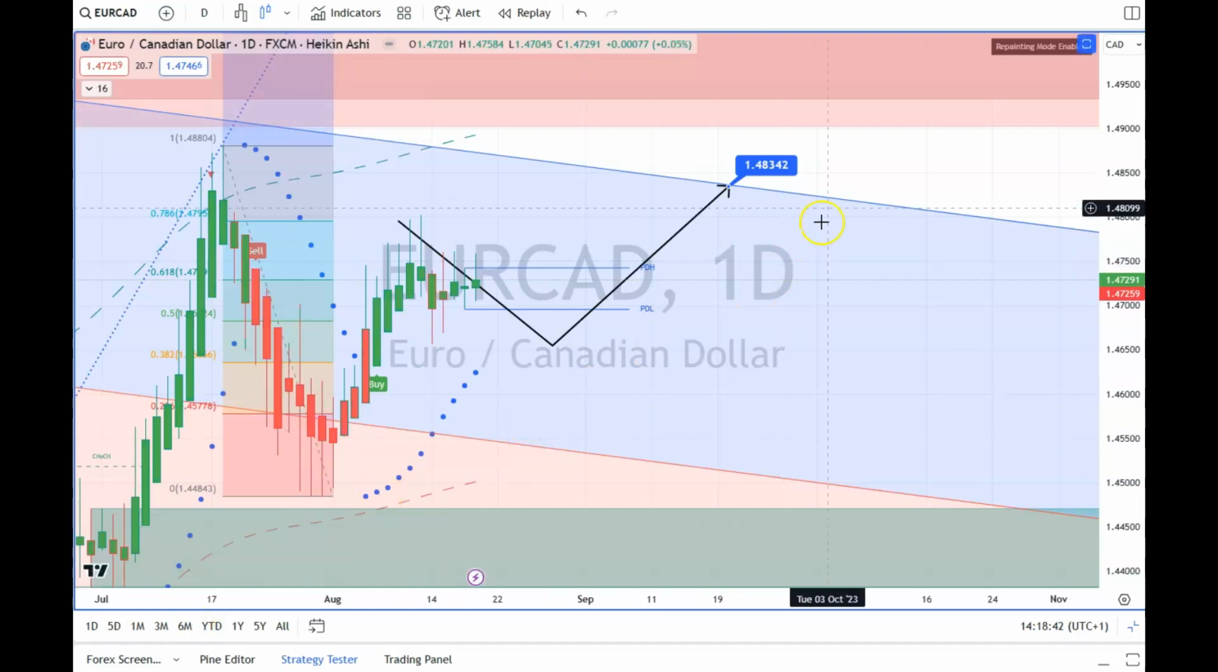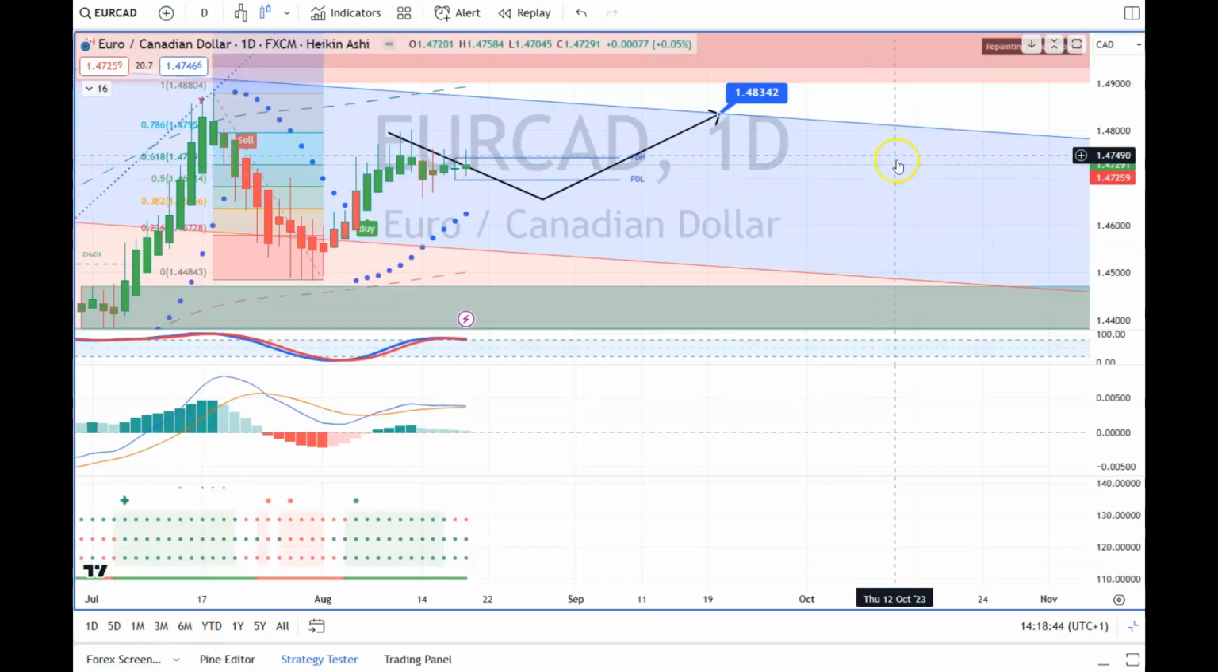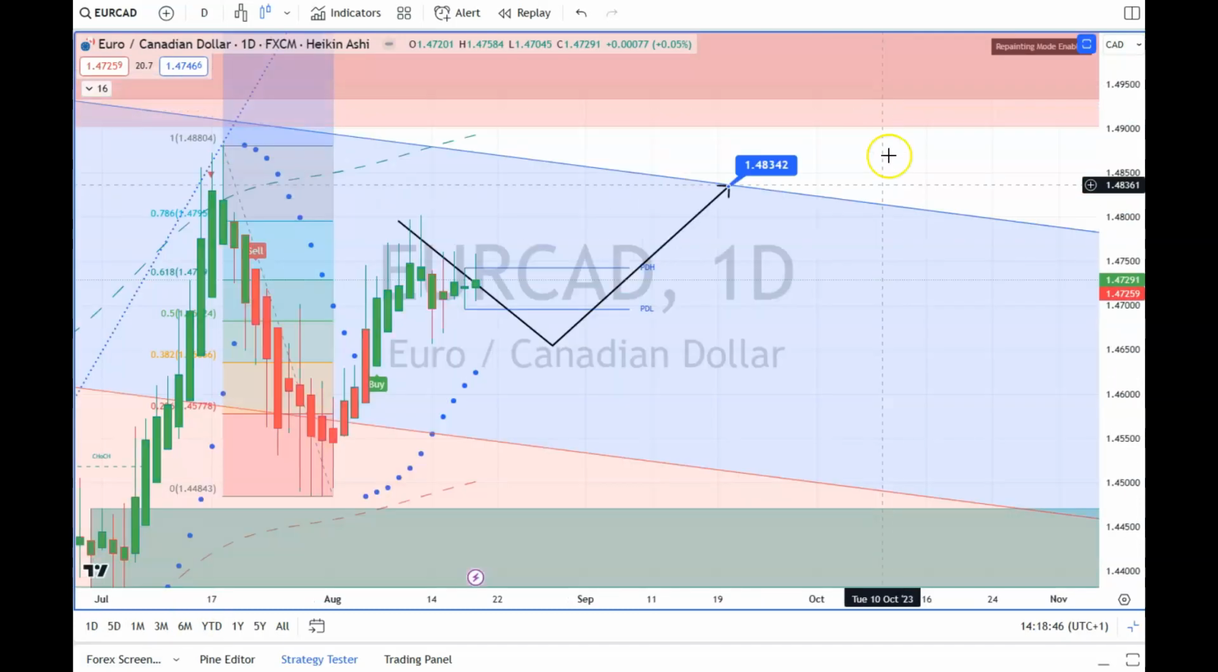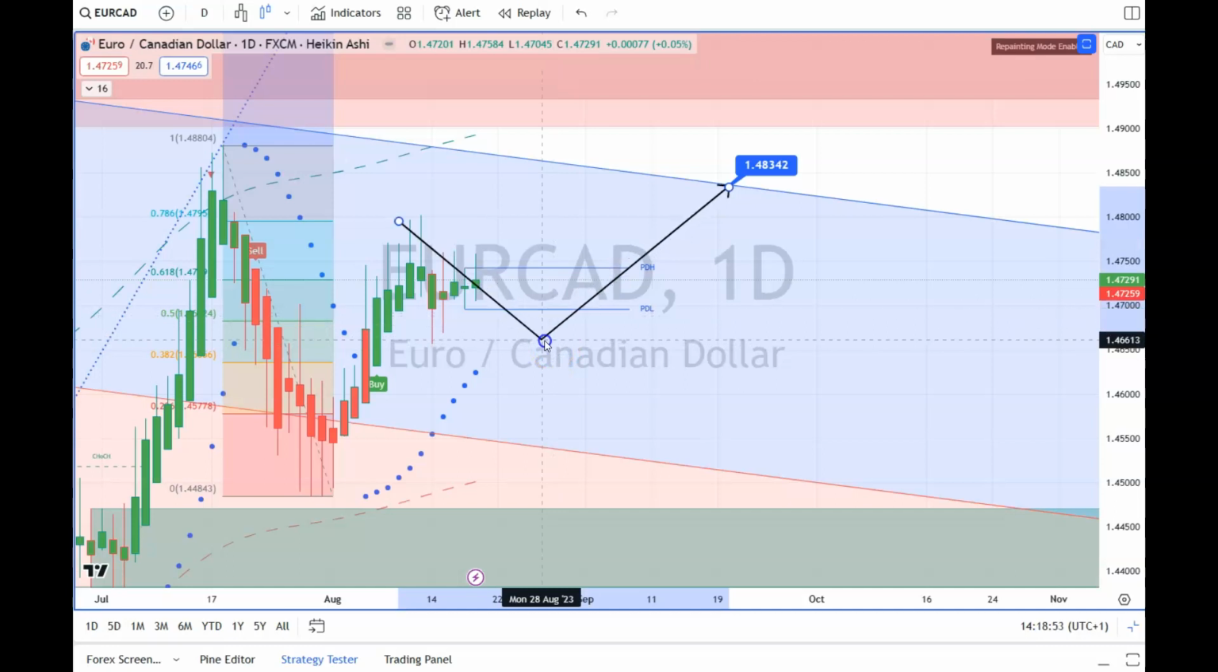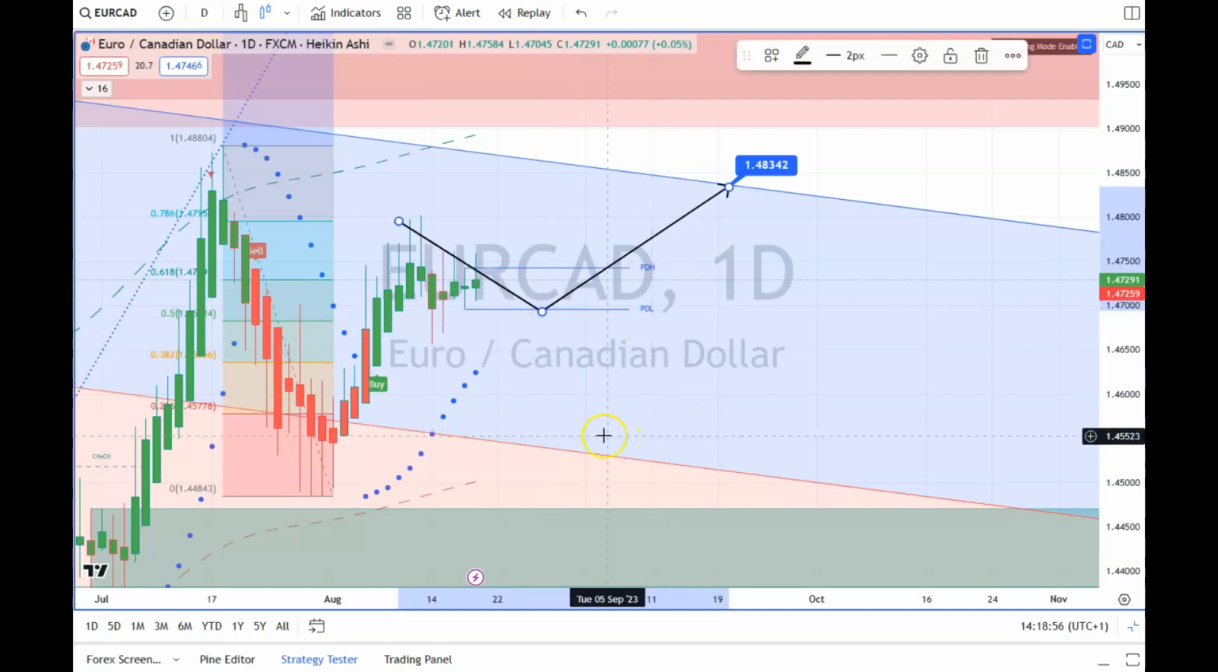Euro Canadian is parabolic, and pretty much sideways at the moment. So we are expecting a pullback, maybe not that deep. We just have to do more analysis as we go through the days during the daily, but we are expecting this to go to 148.34.